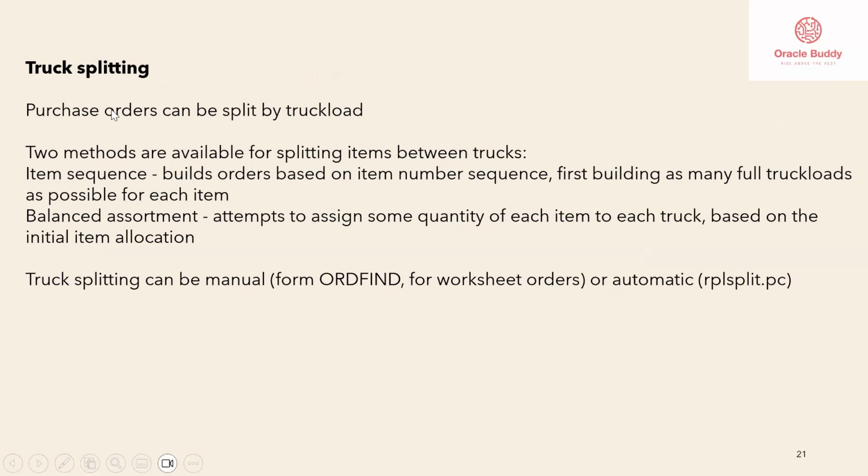Truck splitting. A purchase order can be split by truckload. Two methods are available for splitting items between trucks. Item sequence builds the order based on item number sequence, first building as many full truckloads as possible each time. Balance assortment attempts to assign some quantity of each item to each truck based on the initial item allocation. Truck splitting can be manual or automatic.